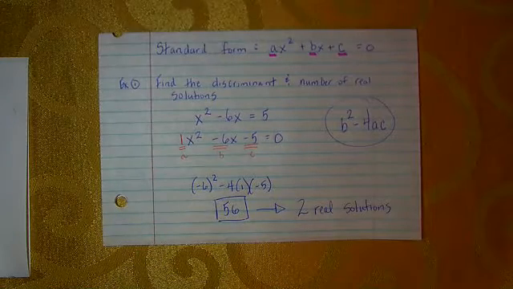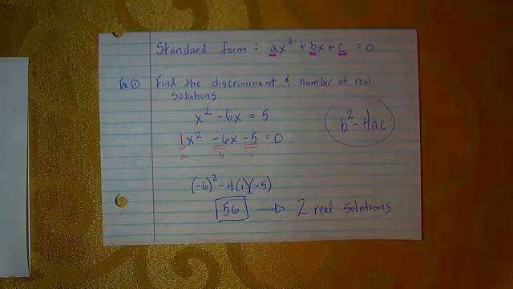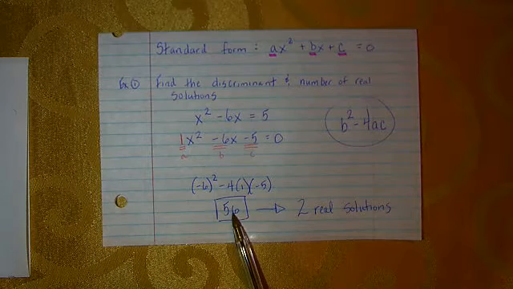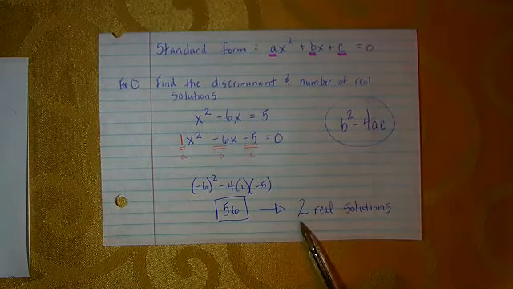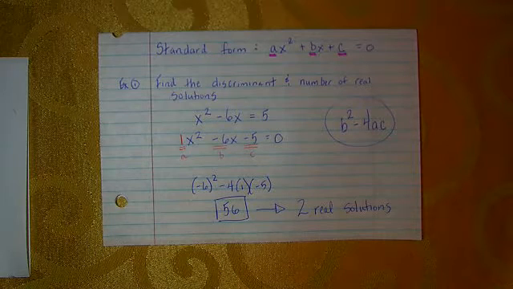Now, if they ask me to actually find the solutions, then I would have to keep on going with the rest of the formula, but that's not what this question asked. It just said, find the discriminant, which is 56, and tell me how many solutions it has. This one has 2 real solutions because my discriminant was greater than 0.